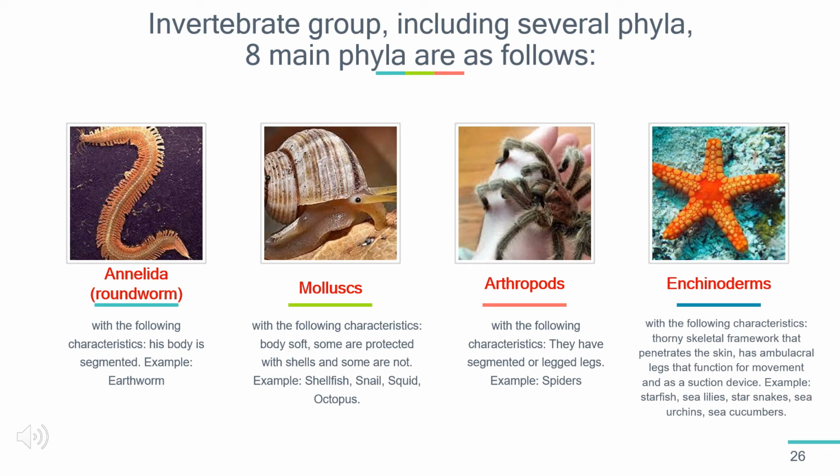The other 4 phyla are Annelida, Mollusca, Arthropods, and the last is Echinoderms. As you can see, they are divided based on their differences, and it's clearly seen from the picture itself.